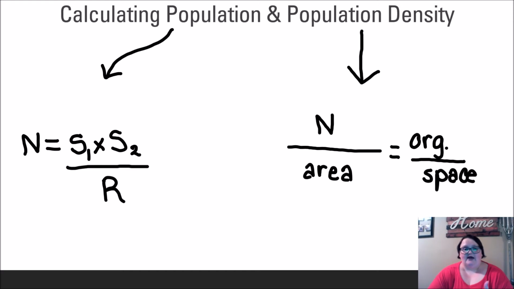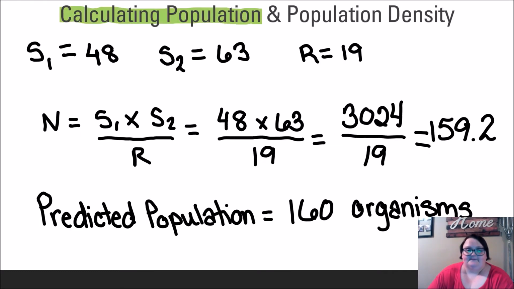Dividing by R helps to account for double counting of marked individuals. This can give an approximation of a population at any given time, but it can be heavily affected by migration. Density is much easier. It is simply the number of organisms divided by the area in question. Let's look at a sample problem.